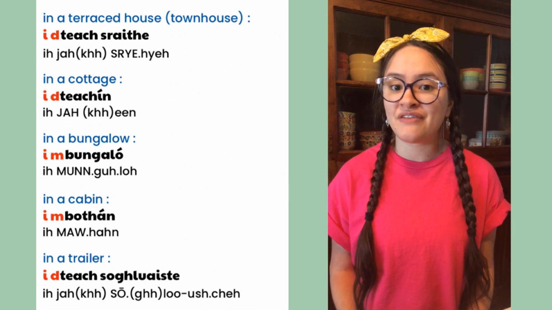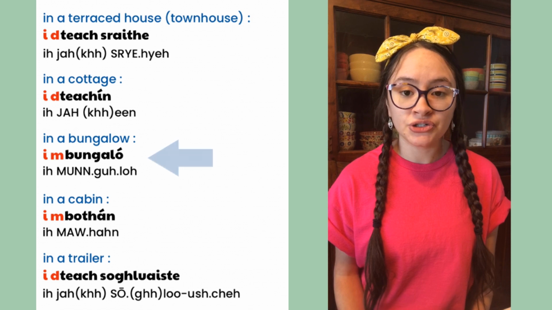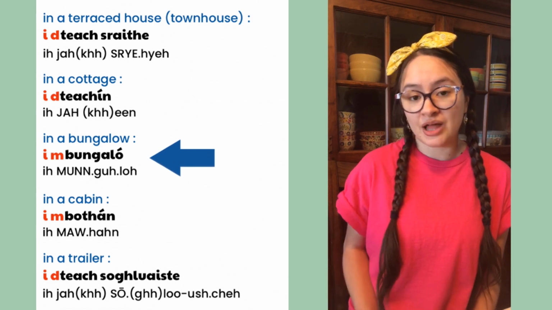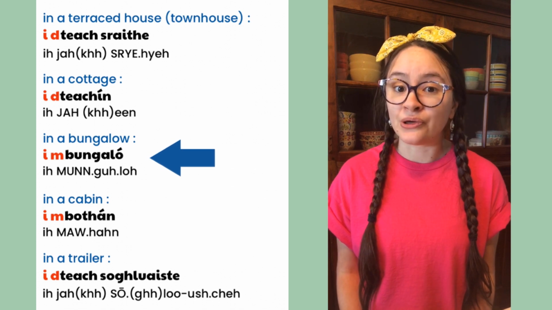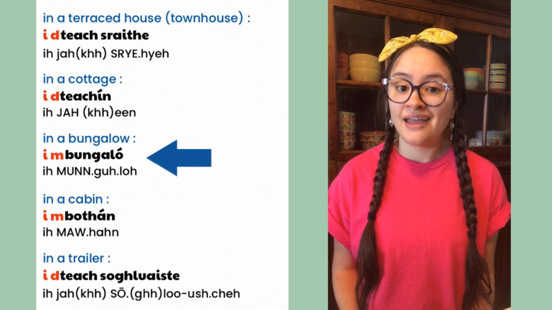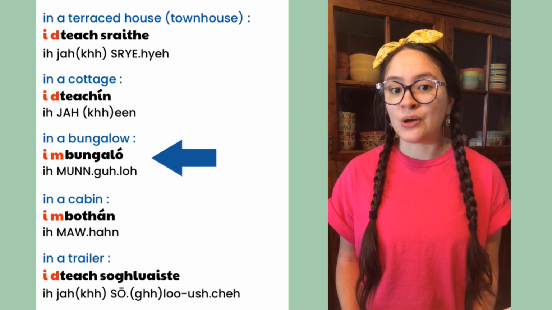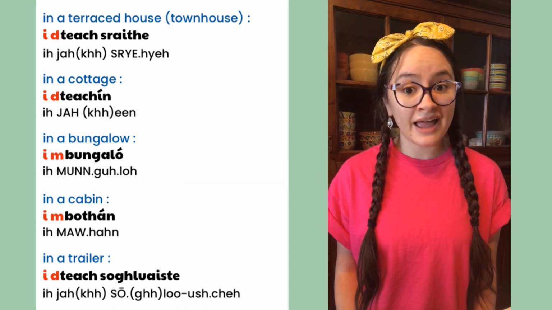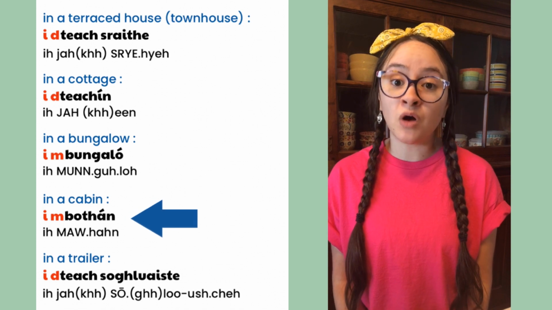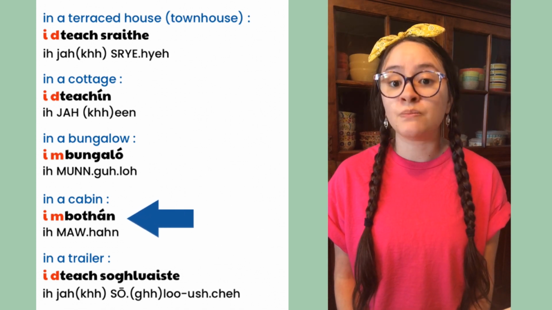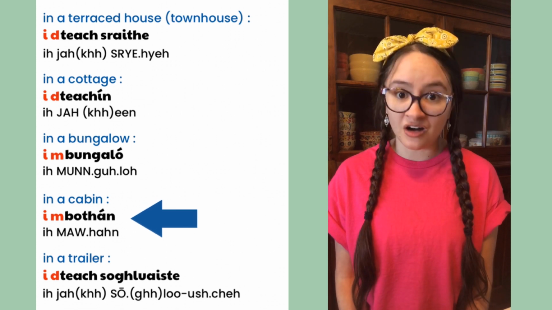Some people live in a bungalow. In Irish, that's bungaló, so that's pretty easy. It's just spelled slightly different. In a bungalow, i mbungaló. M is B's special buddy letter, so i mbungaló. In a cabin, cábán is bothán. Bothán. In a cabin, i mbothán.